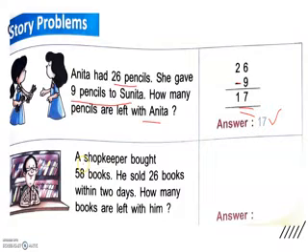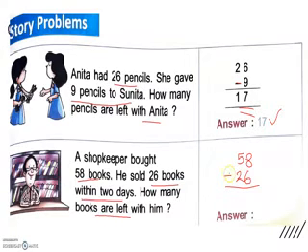Here, the next question is: a shopkeeper bought 58 books. He sold 26 books within 2 days. First, the shopkeeper bought 58 books and in 2 days he sold 26 books. How many books are left with him? First, he had 58 books and in 2 days he sold some. It is taken away. 26 books are sold. So how many books are left?